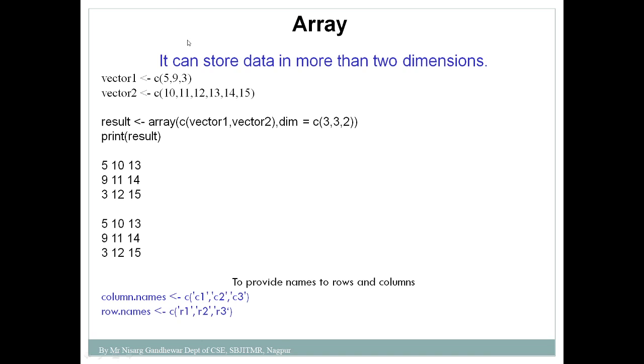Once we print the result, we get output like this: 5, 10, 13, 9, 11, 14, 3, 12, 15. So why is this repeated twice? Because here we have considered 2. This 2 represents how many matrices we need to create. So this is how we have created two 3 by 3 matrices using the concept of array. So array helps us to create more than 2 dimensions.